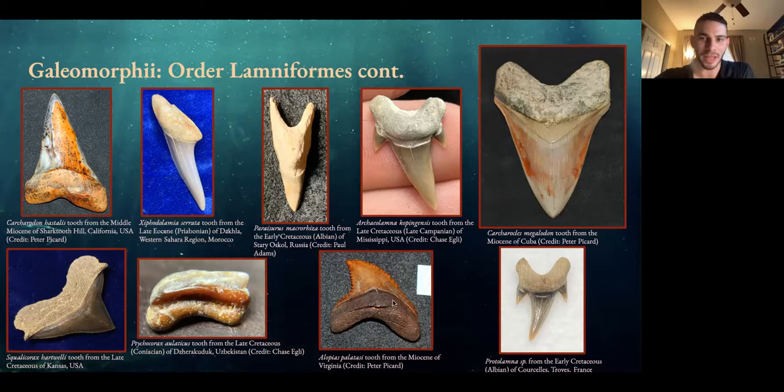One such example of these transitions is Carcharodon hastalis. This tooth right here is from the Middle Miocene of Sharktooth Hill, California. This site is near Bakersfield and is world renowned for these colorations, which are just exquisite. But this is the evolutionary ancestor to the great white shark, Carcharodon carcharias. We can find transitional teeth going from Carcharodon hastalis into Carcharodon carcharias.